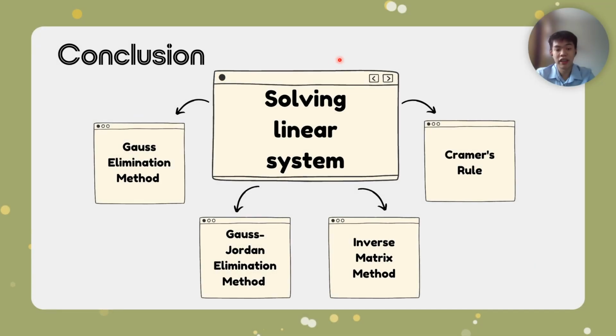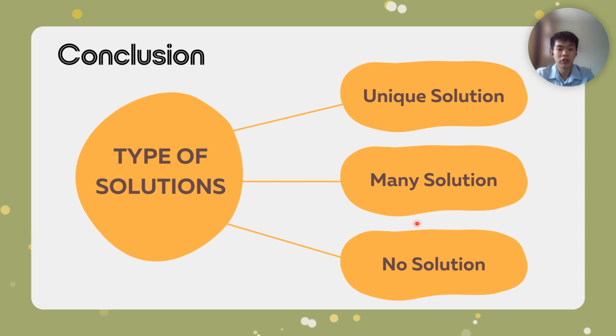So in conclusion, there are 4 methods that we learn in this subtopic to solve system of linear equation, which are Gauss elimination method, Gauss-Jordan elimination method, inverse matrix method, and Cramer's rule. There are also 3 types of solution we can get, which are unique solution, many solutions, and no solution.